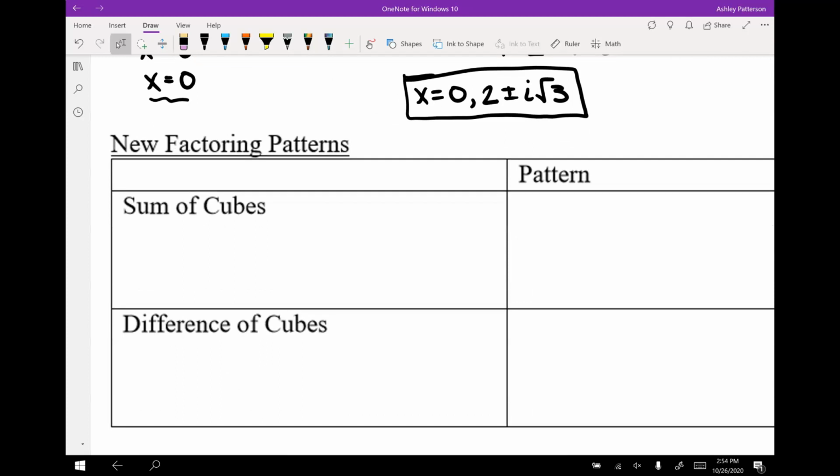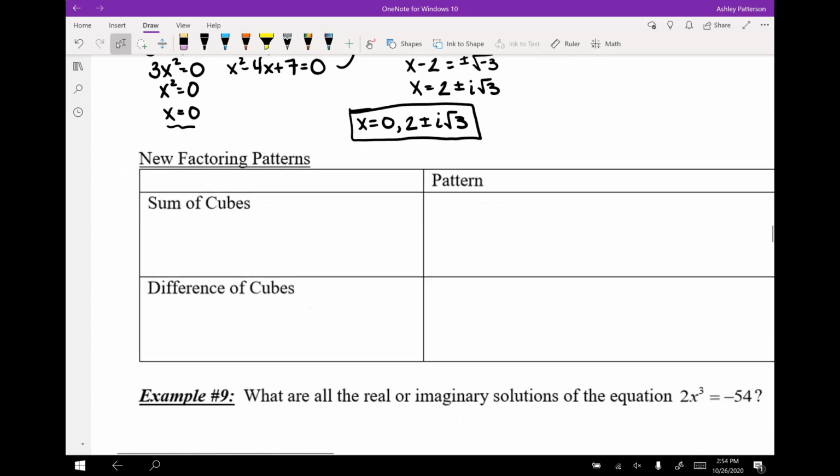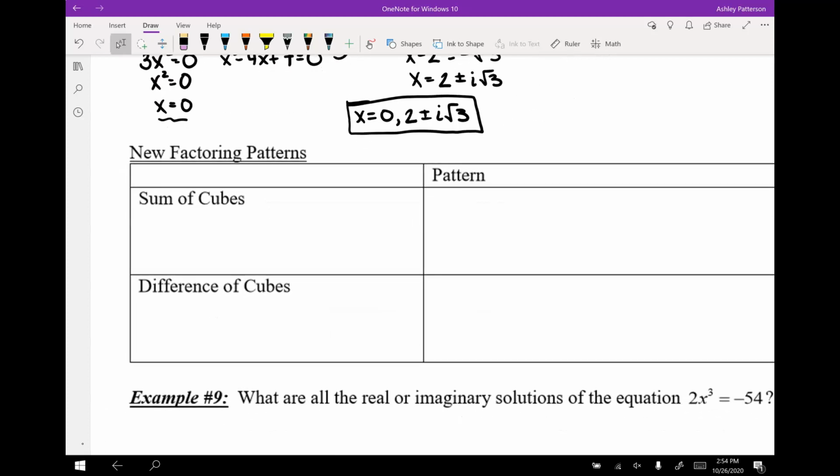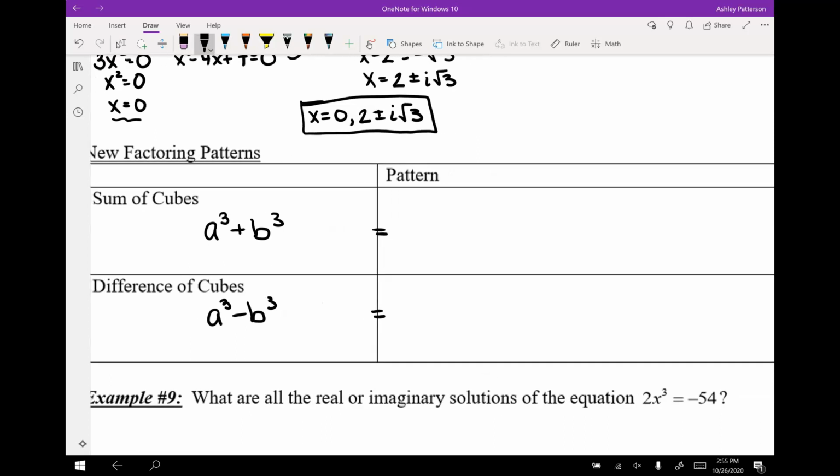We are going to introduce a new factoring pattern called the sum and difference of cubes. And it looks like this. If I have a cube plus a cube, or if I have a cube minus a cube, how do I factor? Ladies and gentlemen, there is a beautiful pattern, and it goes like this.